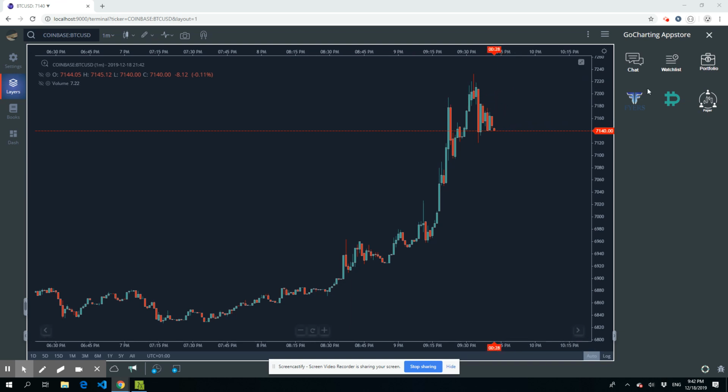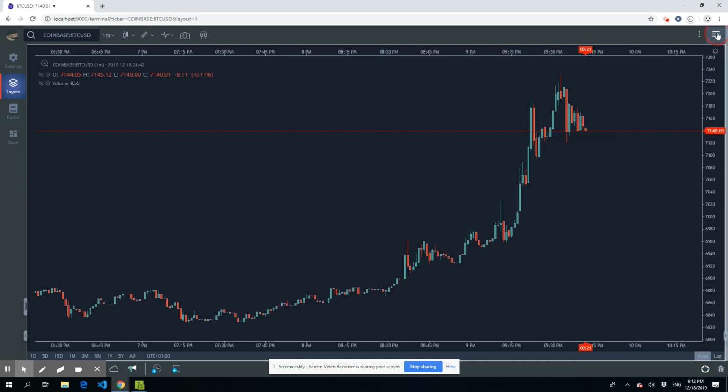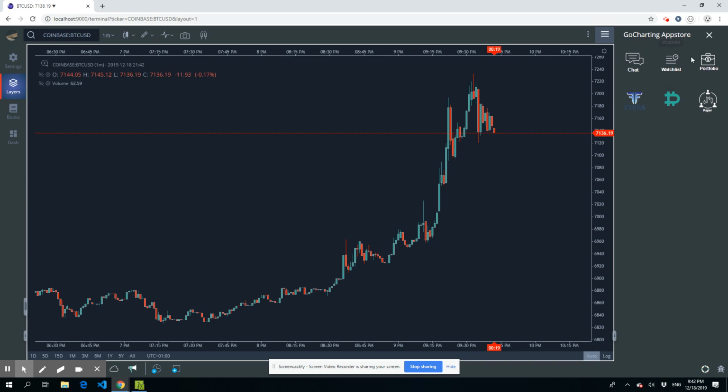First up, on the right hand side, you have the GoCharting app store. This is basically how you pull it up. Within the GoCharting app store, you got a lot of apps. One of them right now is the paper trader. Now this is in our dev environment, which I am working out of right now, and it will soon be live in a couple of weeks.